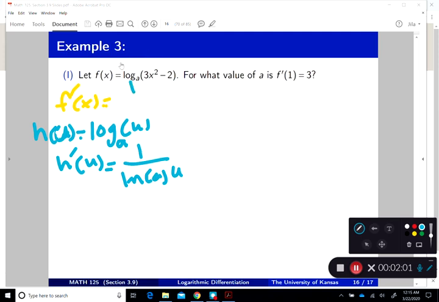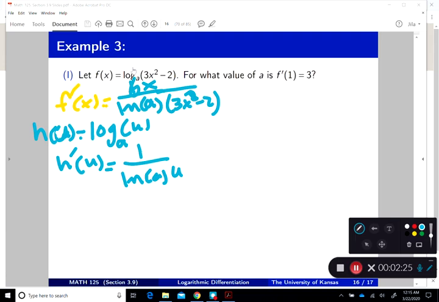So I get 1 over natural log of A times 3x squared minus 2, right? And then I have to multiply that by the derivative of the inside. The derivative of the inside is just 6x. And that multiplies by the numerator.